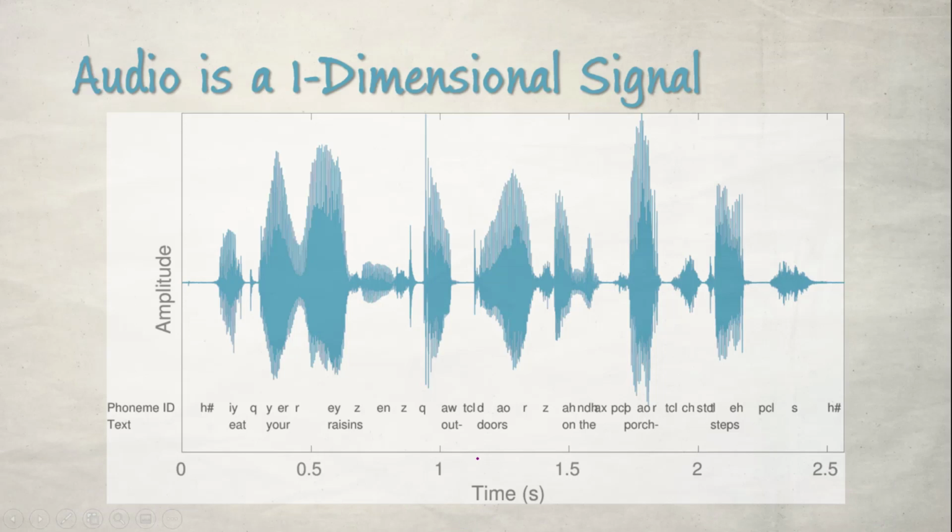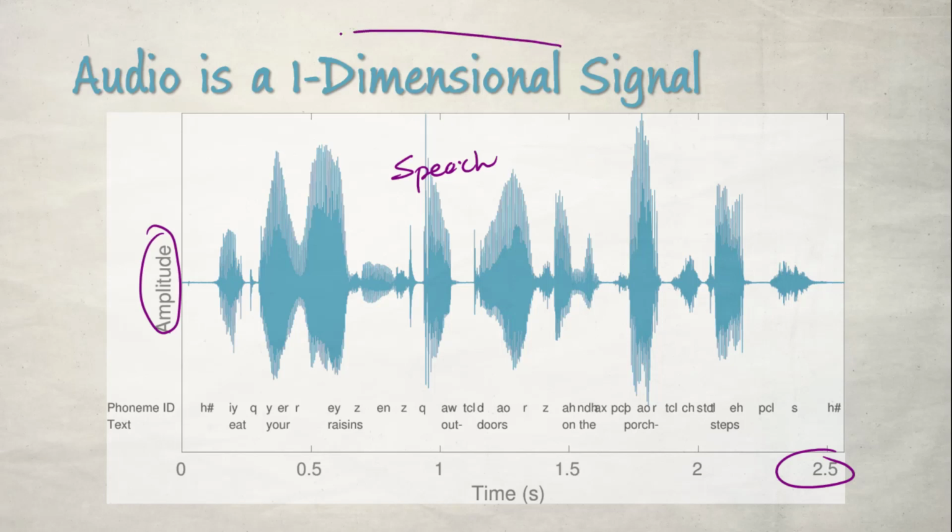So we can have different kinds of signals as examples in our real life. So this is an example, eat your raisins outdoor on the porch step. That is what somebody said in this signal, and this is a one-dimensional signal, a speech signal, and we can see that there is time on the x-axis and amplitude on the y-axis, right? A signal which has only one dependent variable and one independent variable is known as a one-dimensional signal, 1D signal, right?